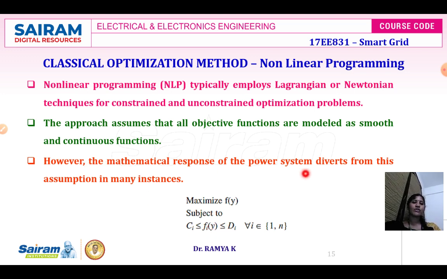However, the mathematical response of the power system will be diverted from its assumptions in many instances. In the case of the nonlinear programming model, it employs Lagrangian or Newton technique for constrained and unconstrained optimization problems, and this approach assumes that all the objective functions are modeled as smooth and continuous. In the case of linear programming, all the functions are considered to be linear. No uncertainties are incorporated in the linear programming model. Whereas here all the objective functions are modeled as smooth and continuous functions. However, the mathematical response of the power system will diverge from these assumptions in many cases.